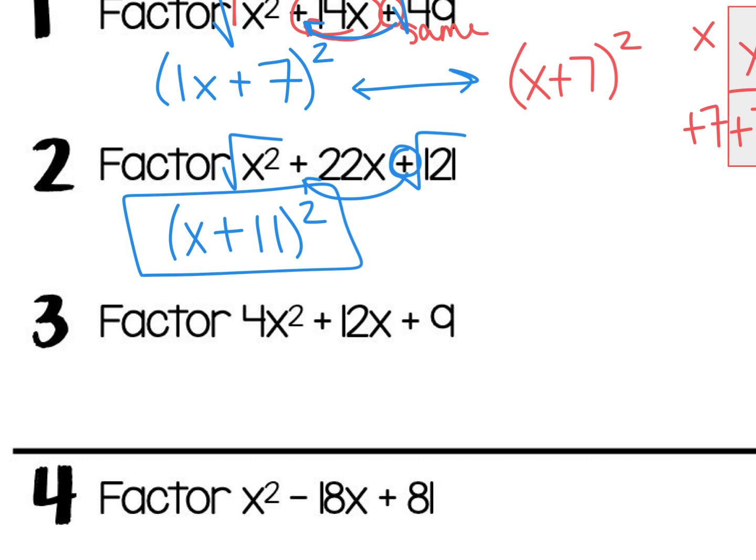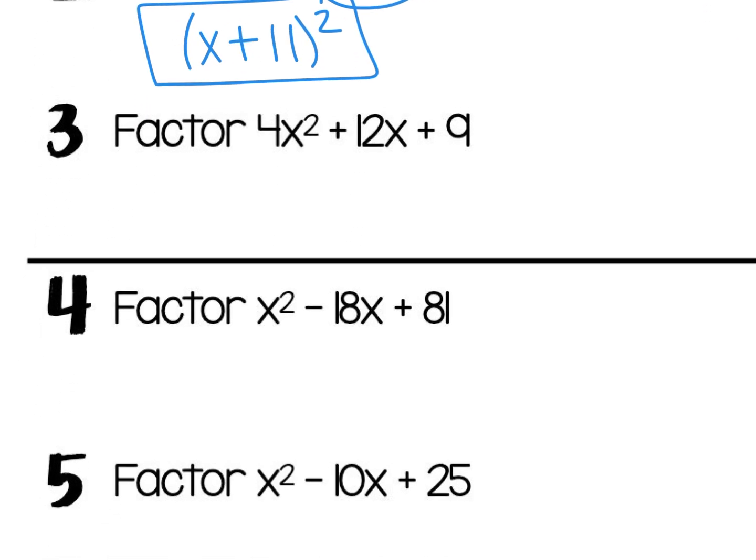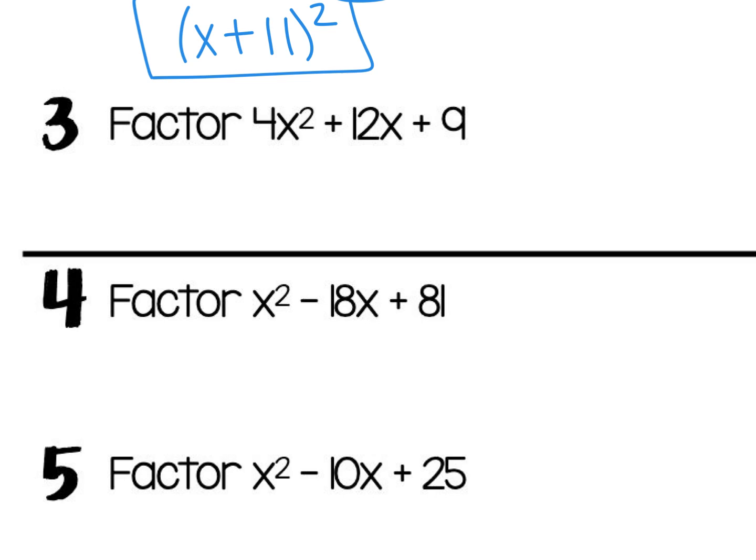All right, so what happens when A is not 1? Well, is 4 a perfect square? Yes. What is the square root of 4? 2x. 2, and the square root of x squared is x. Look at your signs. Positive and positive, so we're going to put a positive here.